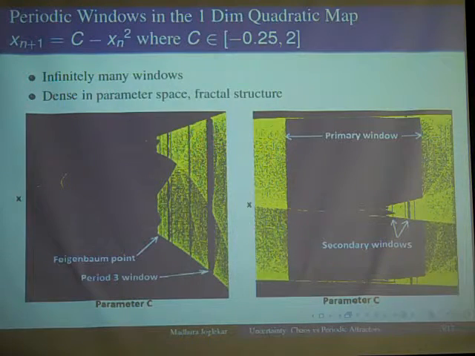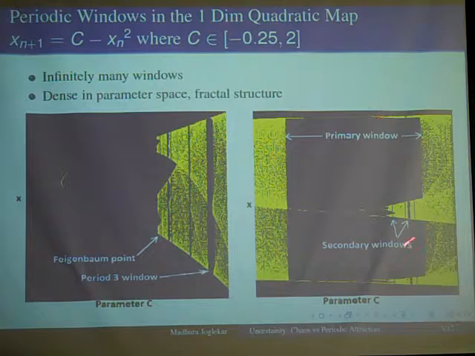First of all, there are infinitely many periodic windows. As you look at higher and higher periods, there's an exponential growth in the number of periodic windows. The periodic windows are dense in parameter space. So if you pick any value of c, you can find a periodic window arbitrarily close to that value of c. And they display a fractal structure.